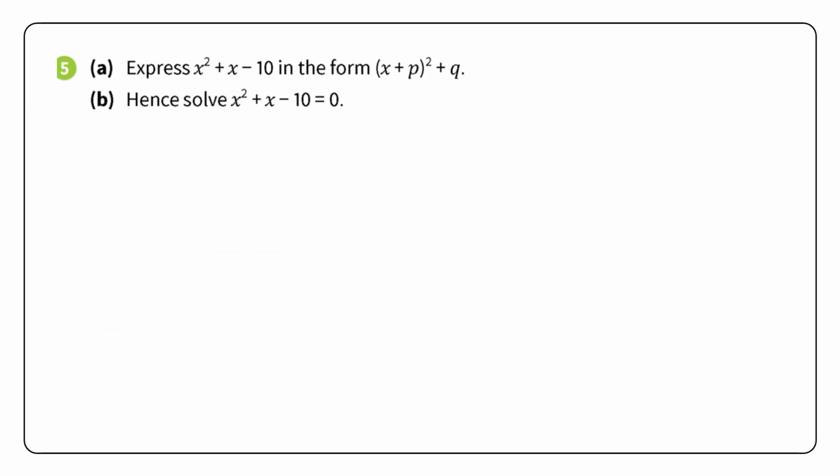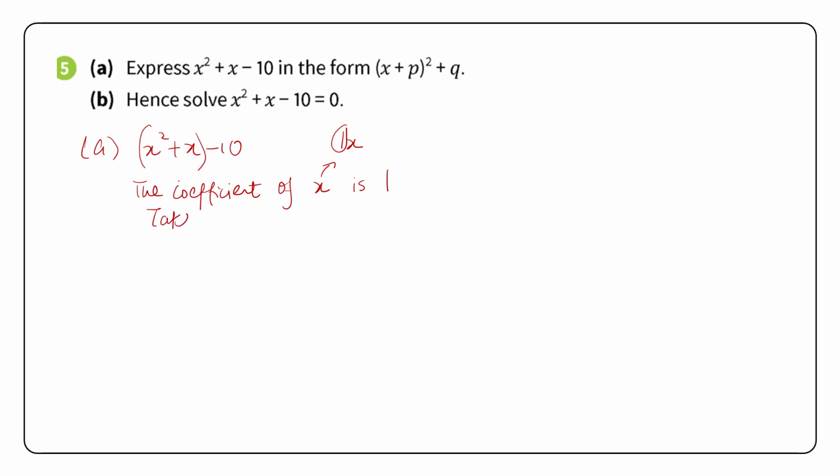Right, let's do another question to practice the skill of completing the square. So for part A, we're going to complete the square for x squared plus x minus 10. All right, so the coefficient of x is 1. x means 1x. So the number in front of x is 1. So what do we do? We take 1 divided by 2. All right. So x squared plus x minus 10 will give us something squared minus something squared, right? And then your constant term, which is negative 10.